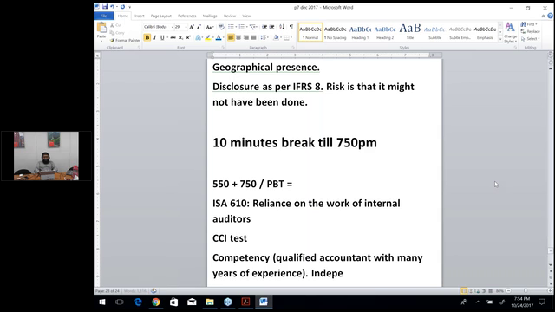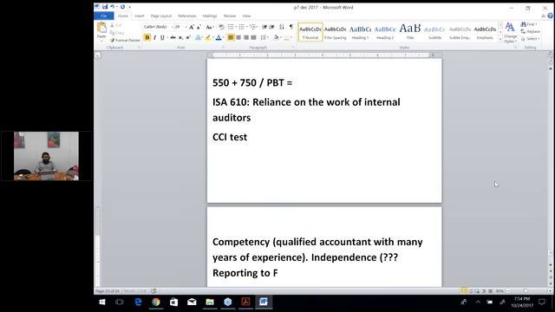The independence might actually be a question mark because they are reporting to the finance director. Now that's a question mark. If you are reporting to the group finance director, that's an inappropriate reporting. I mean, you should rather be reporting to the audit committee. You should not be reporting to the finance director. So apparently there seems to be something wrong with the way they are reporting.